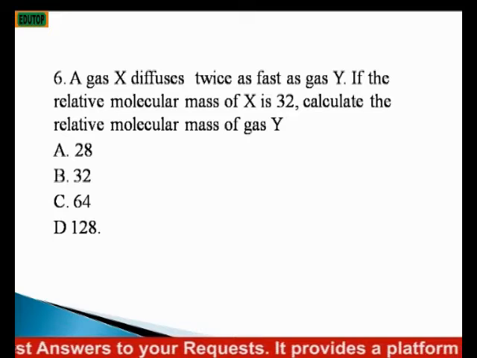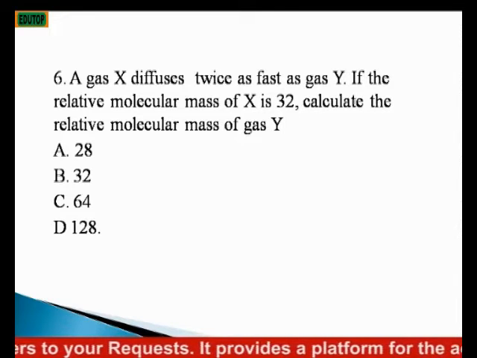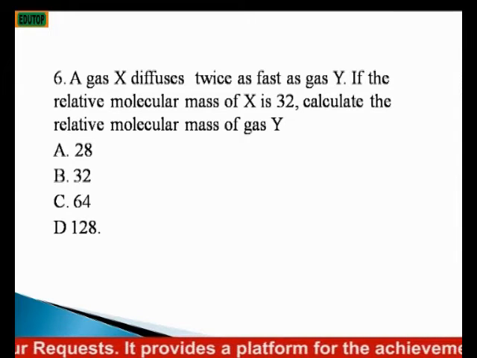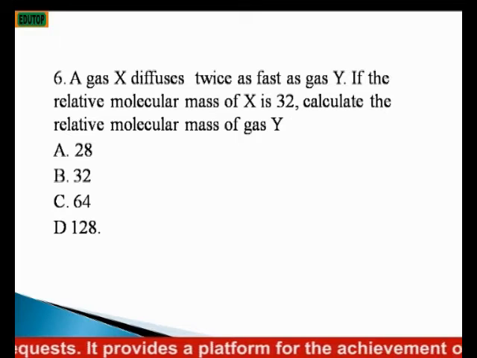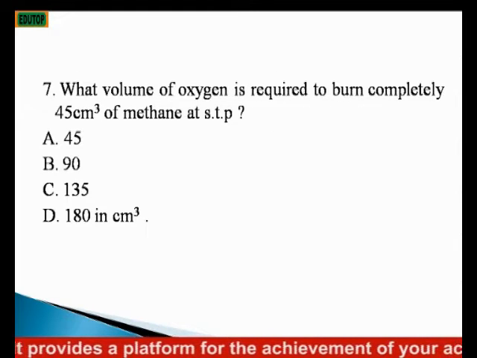So let's see our options. Option A, 28. Option B, 32. Option C, 64. Option D, 128. So that will definitely be option D, which is 128. The next question, question 7.